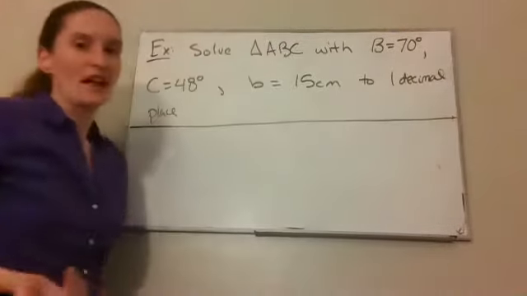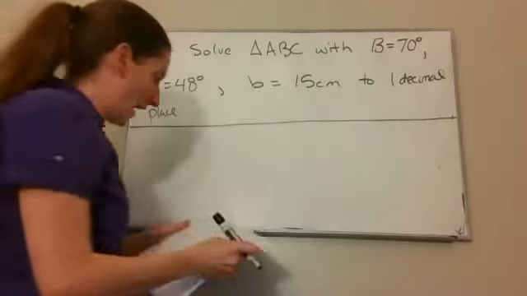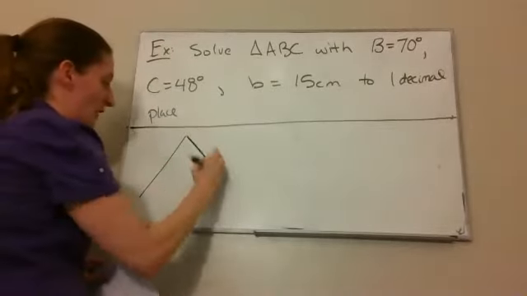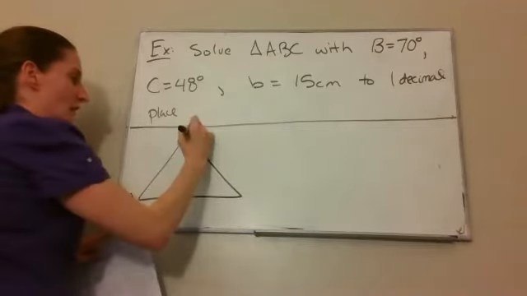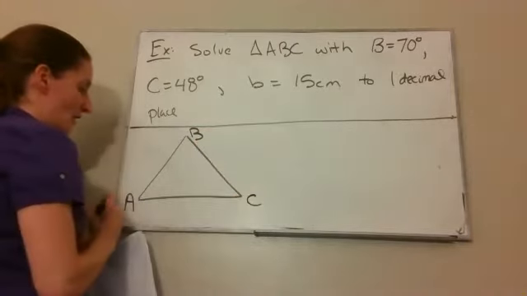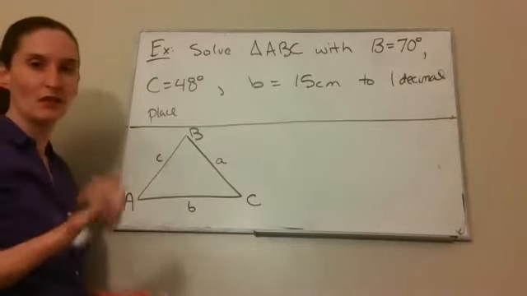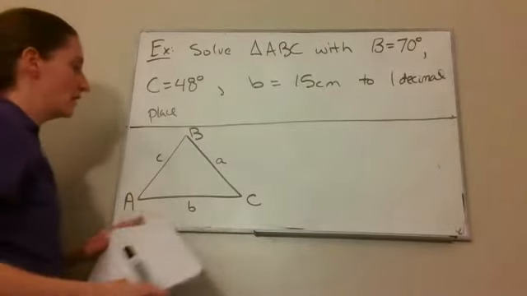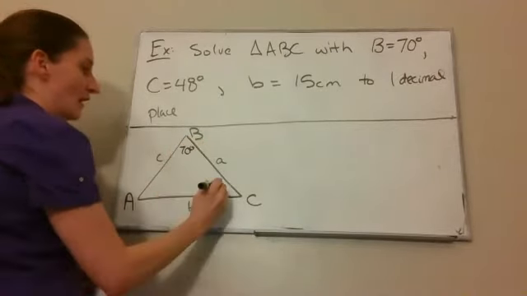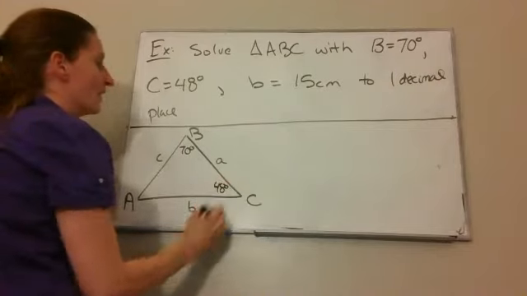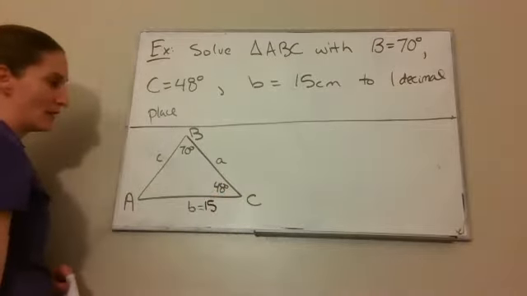I like to draw a sketch of the triangle just to help organize my thoughts, and the sketch does not have to be perfectly accurate. So I'm just going to draw a random triangle here, not perfectly to scale. Here are angles A, B, and C. My sides are a, b, and c, the sides opposite of the angles with the same letter. Now I'm going to fill in the information that I know. Angle B is 70 degrees. Angle C is 48 degrees. And side b is 15 centimeters.